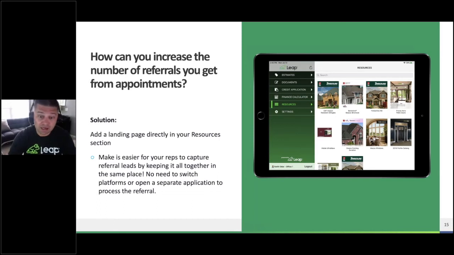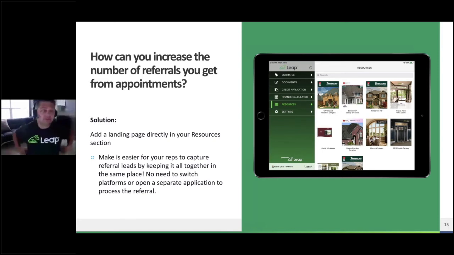If you need to update anything, you can just update your website, and all of your reps' devices will be updated because it's all done on the fly. All it's doing is just accessing your website. So that's another little hidden trick that a lot of our customers use to make it easier for reps to capture referrals.